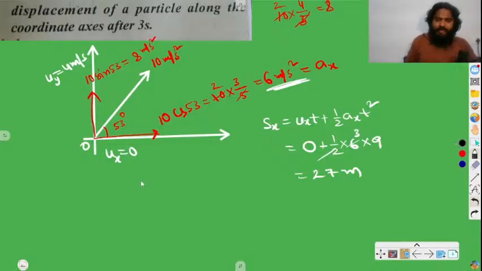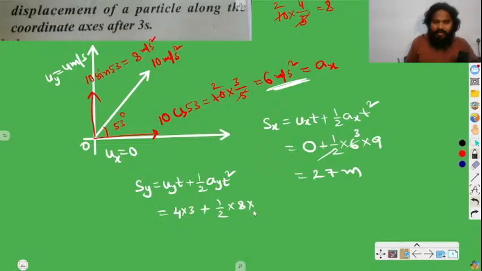At the same time, displacement along the y-axis is equal to uyt plus half ayt square. So now sy is equal to, uy is 4, right? 4 into 3 plus half into 8 into t square, that means 9. This 2 into 8 is 4, 4 threes are 12, plus 36, right? That is equal to 48 meters.